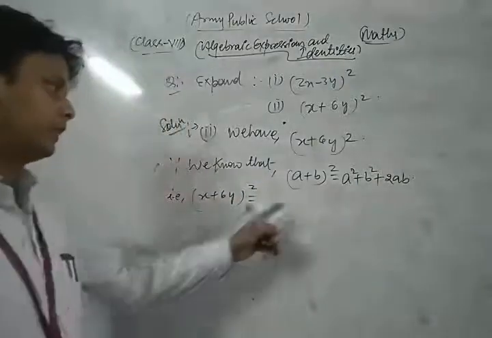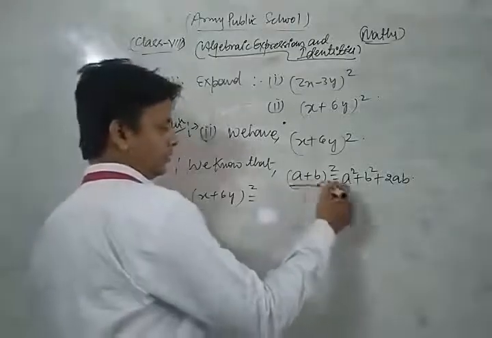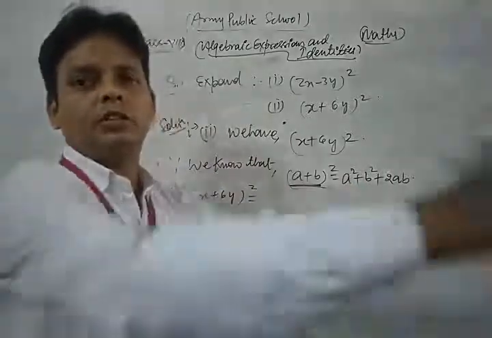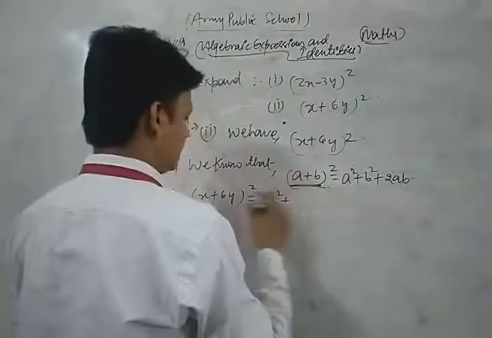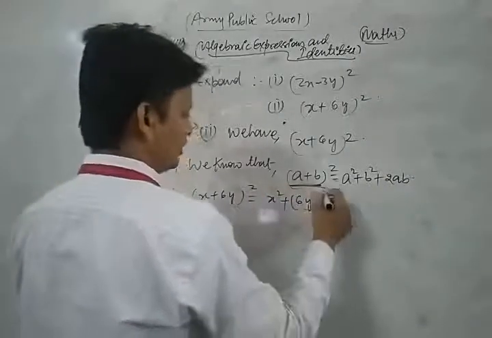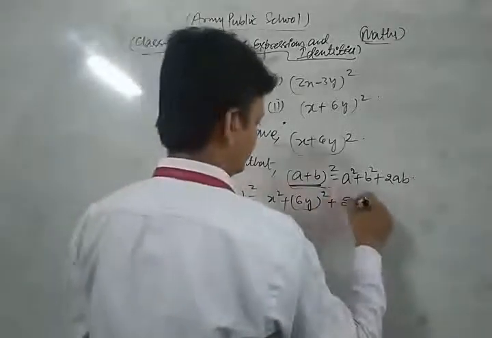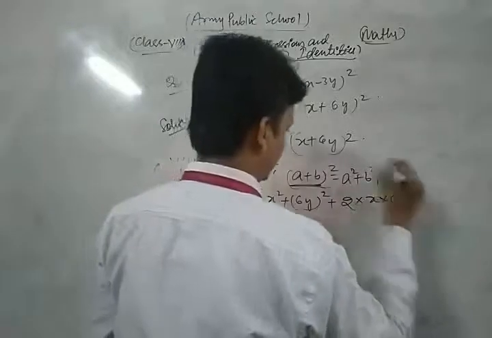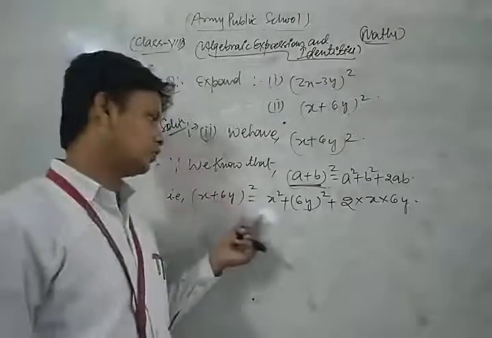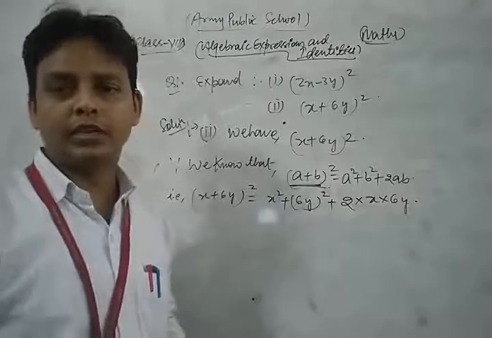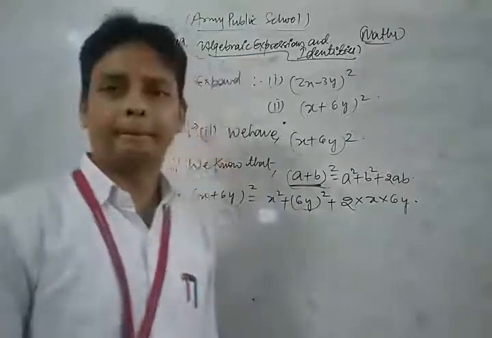Now here we apply that identity because this question is based on the identity (a plus b) whole square. Okay, so a square means x square, plus b square means (6y) whole square, plus 2ab, 2 into a into b. Okay, a square plus b square plus 2 into a into b. Okay, now we simplify. Let's see.